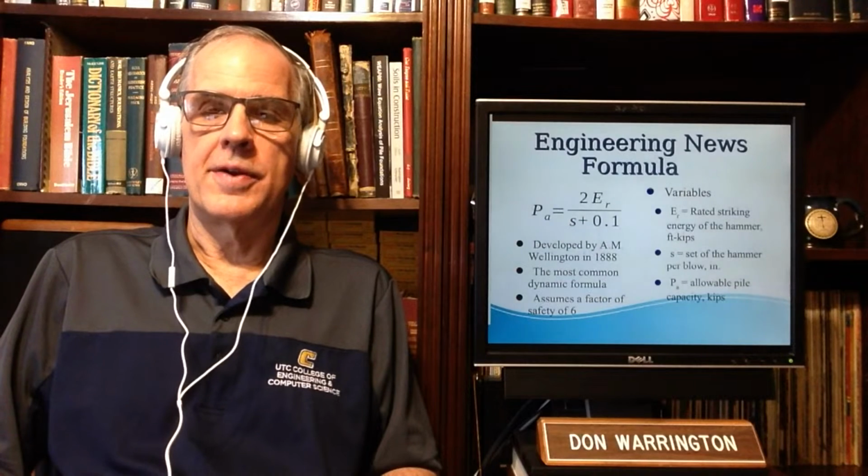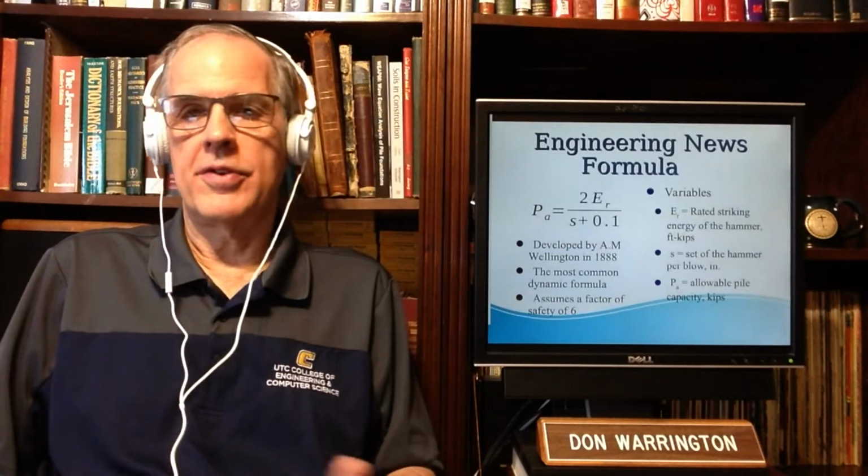And it's pretty simple. E is the rated energy of the hammer in foot-kips. S is the set of the hammer per blow in inches, as we talked about with the set, and PA is the allowable capacity. I'm not going to go into the complexities of, for example, that 0.1 coefficient can vary from one to the other, the factor of safety issue with it. There's a lot of different things.